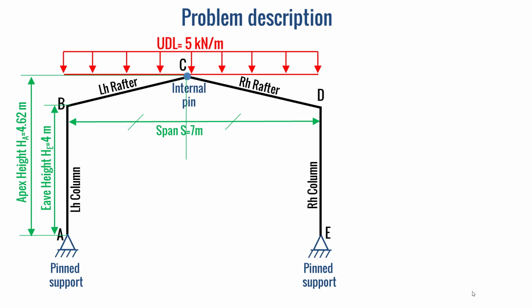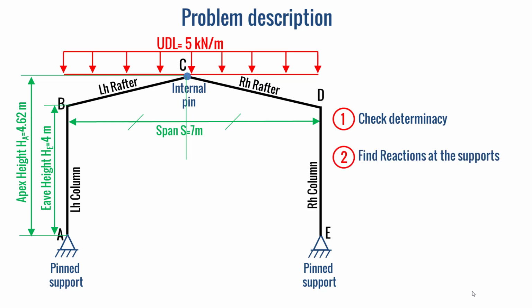portal frame. First, we have to check the determinacy of this problem. Second, we have to find the reactions at the supports A and E. And third, we have to draw the normal force, the shear force, and the bending moment diagrams for both columns and rafters.